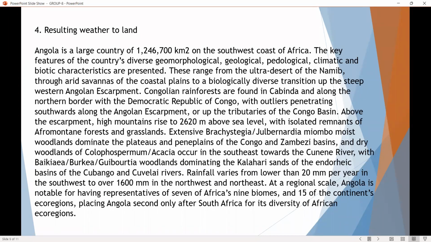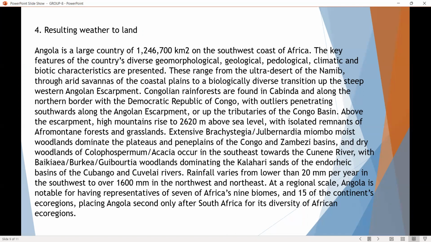Number four, resulting the weather to land. Angola is a large country of 1,246,700 square kilometers on the southwest coast of Africa. The key features of the country's diverse geomorphological, geological, hydrological, climatic, and biotic characteristics are presented.